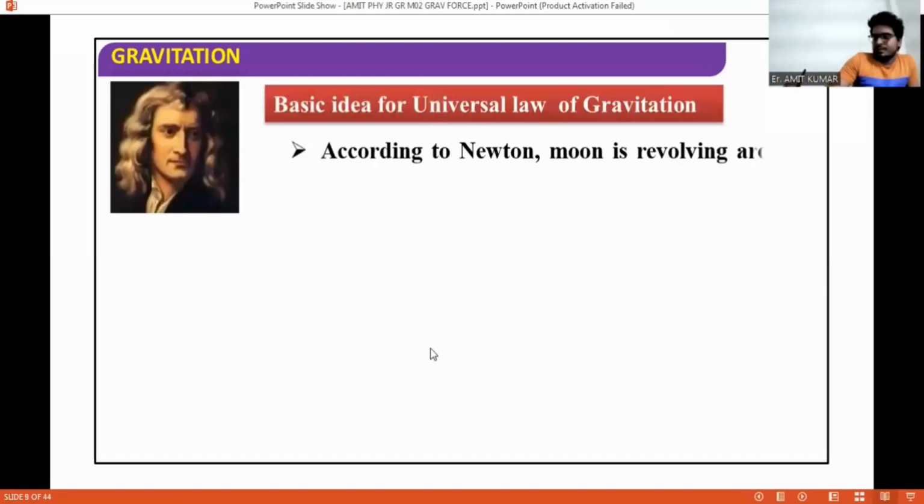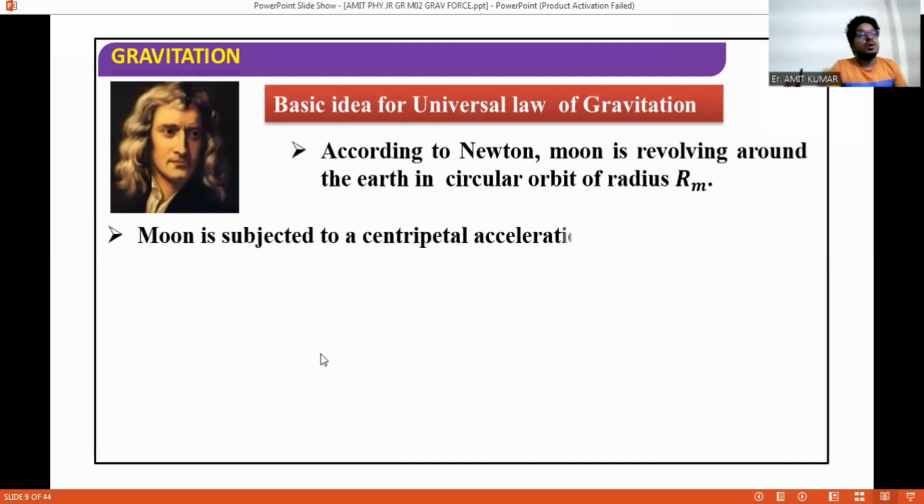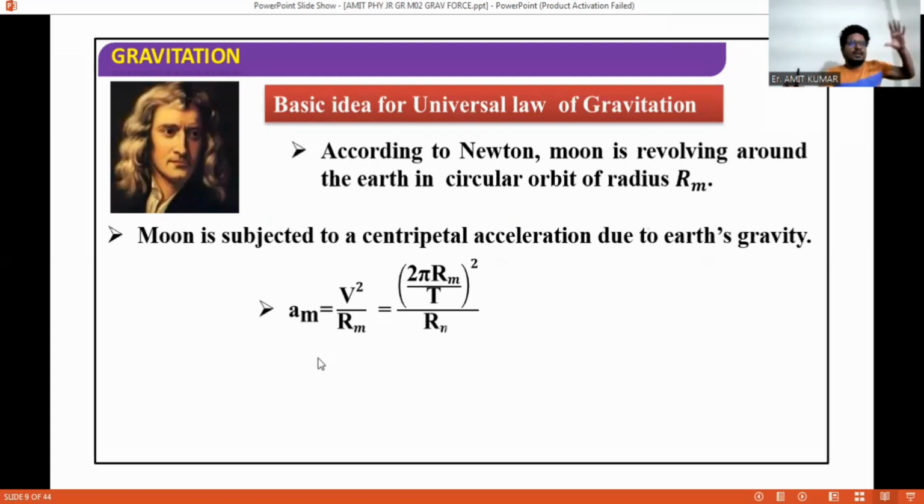What is the basic idea of the universal law of gravitation? According to Newton, the moon is revolving around the earth in a circular orbit of radius r of m. The moon is subjected to a centripetal acceleration due to earth's gravity. That centripetal acceleration is v square by r, where r is the radius of the circular orbit, so here you can use r directly.